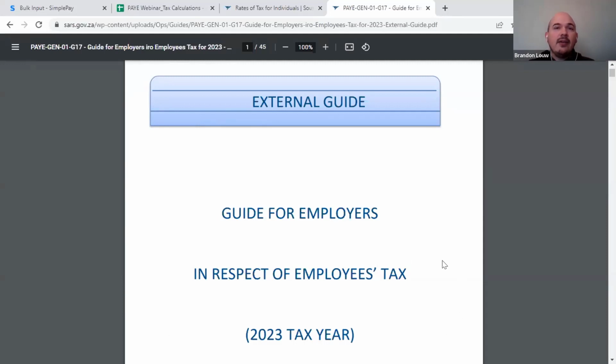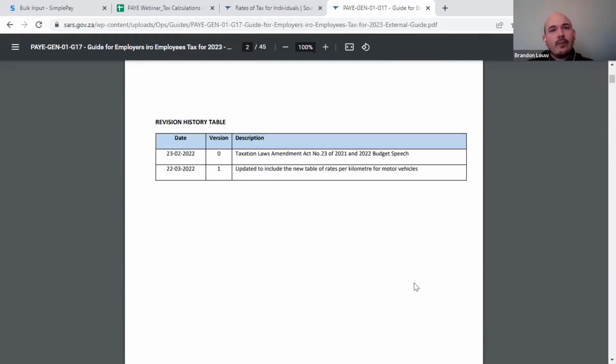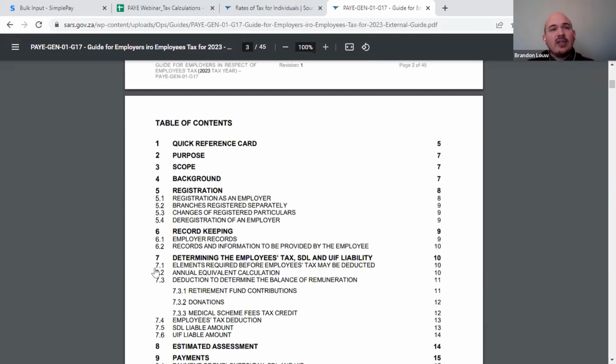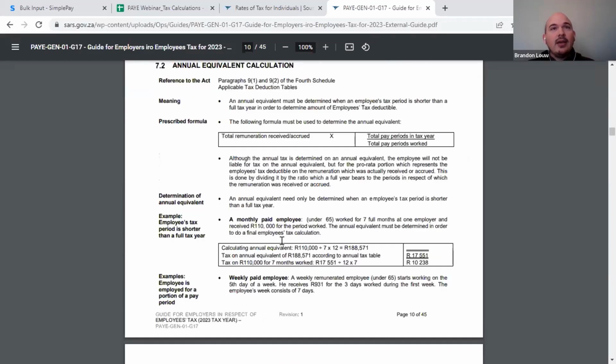And in this guide, if I scroll down to the table of contents, you'll see section 7.2 over here, which is on page 10. And if I click on 7.2, here you'll see that SARS outlines this whole method of how to calculate PAYE. And this is the exact method that SimplePay uses.